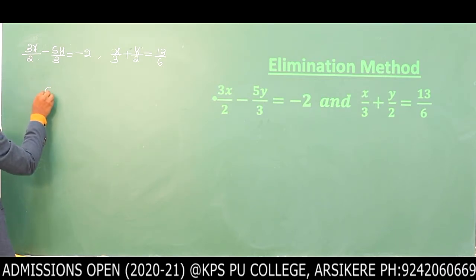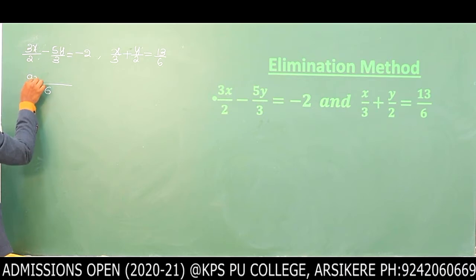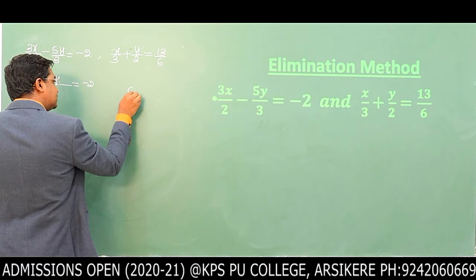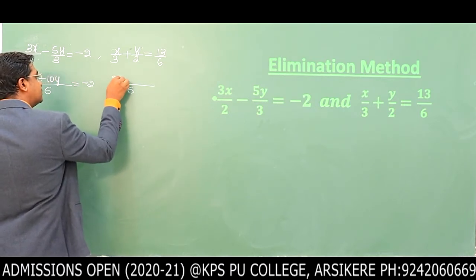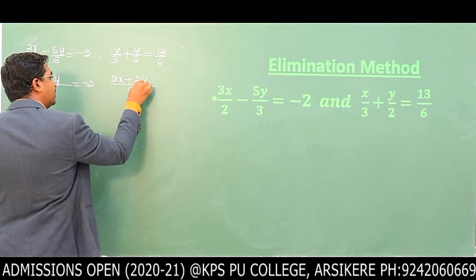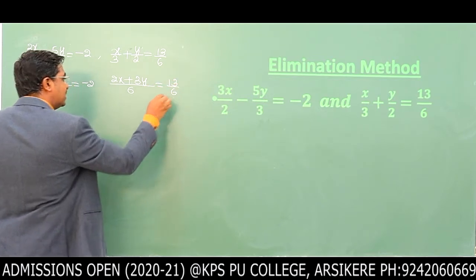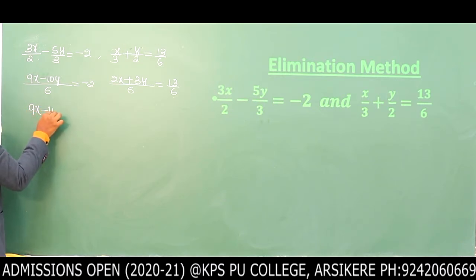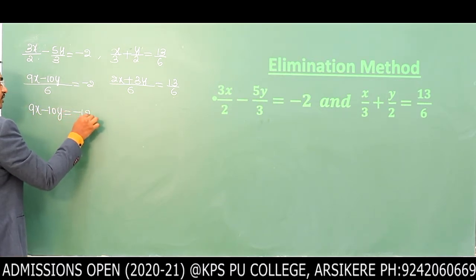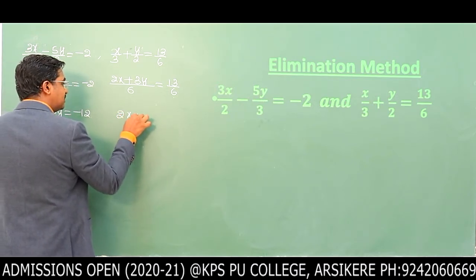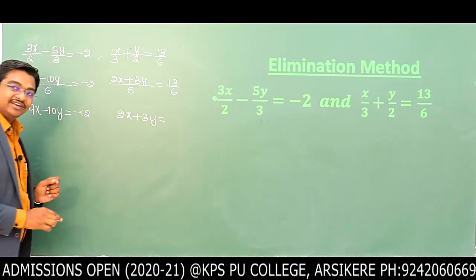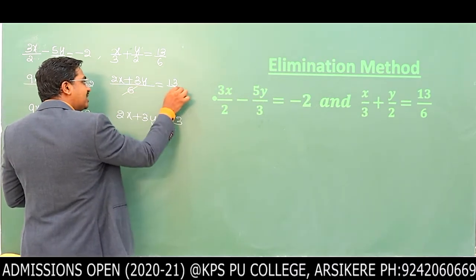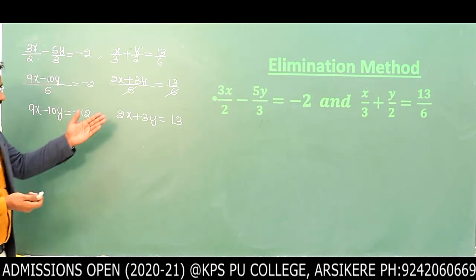What is the LCM? Here 6 is the LCM. Here we are left with 9x minus 10y is equal to minus 2. And here also 6 is the LCM, as discussed in the previous example. Plus 3y is equal to 13 divided by 6. Next step is simplification. So 9x minus 10y is equal to minus 12 and here 2x plus 3y is equal to, tell me what? Very good, that answer is 13. Why is it 13 here? Here 6 and here 6 get cancelled. We are left with only 13.